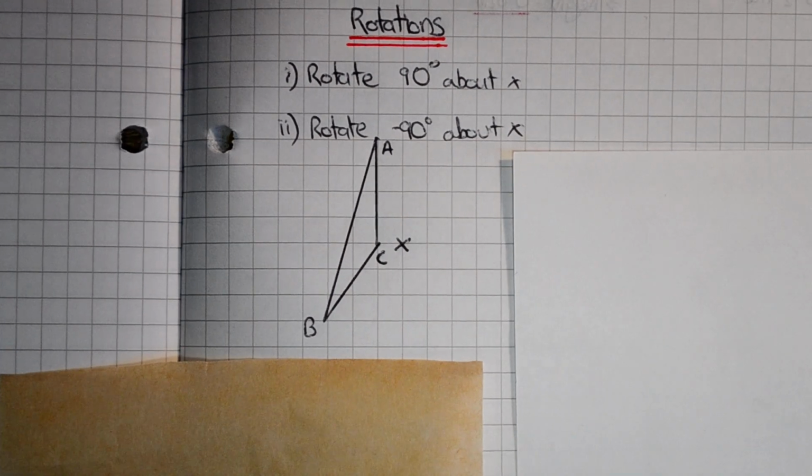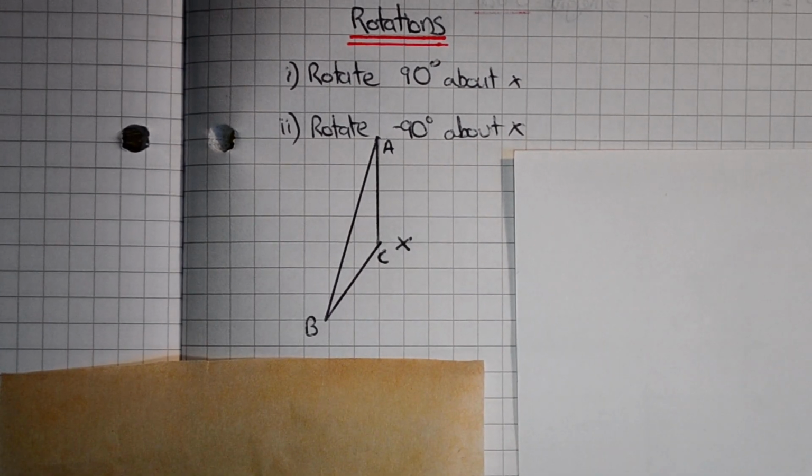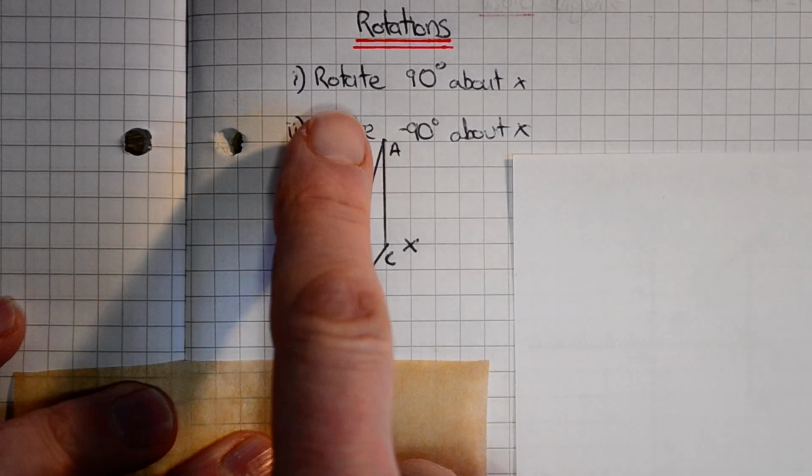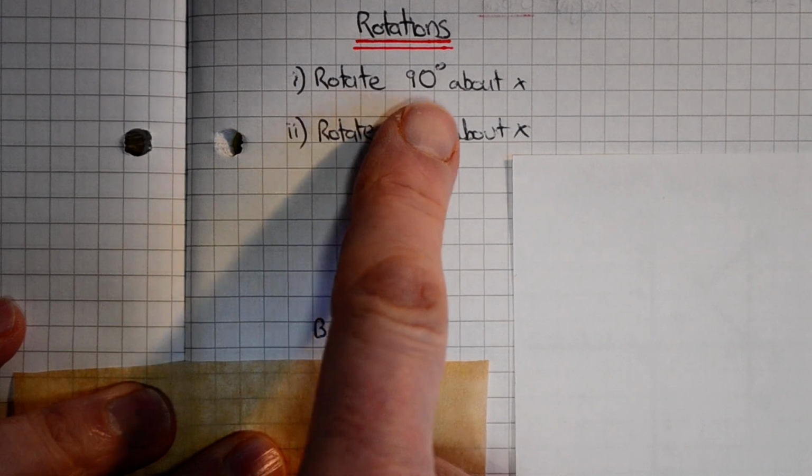This video is to show how to rotate a shape using tracing paper, or how to describe a rotation that's already been performed. So we've got this triangle drawn here, and we've got two questions. It tells us first of all to rotate it 90 degrees about x.